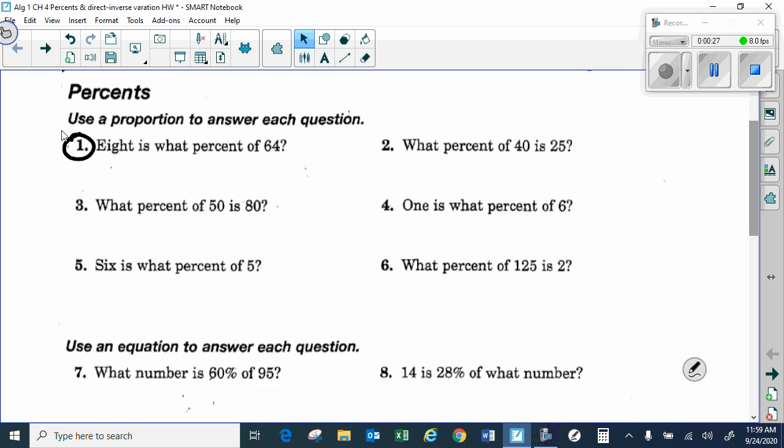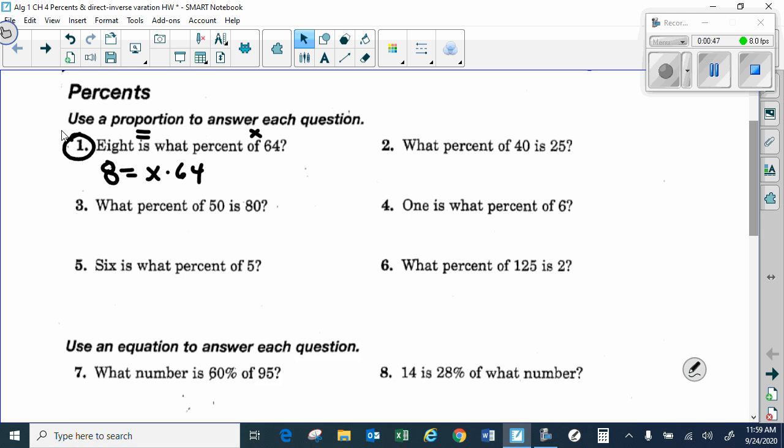All right, so let's just do number one. Now you've got to remember, every time you see "is," that means equals, and "of" means multiplication. That's for all of these problems. That's your key. So 8 is what percent of 64?